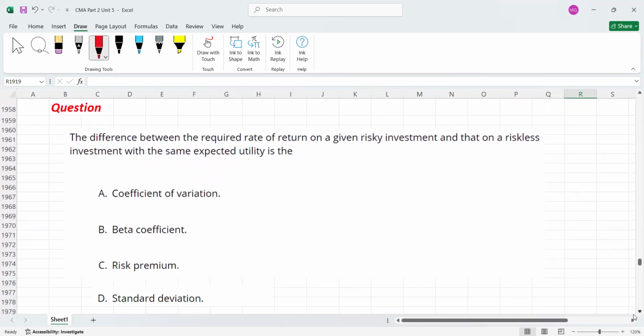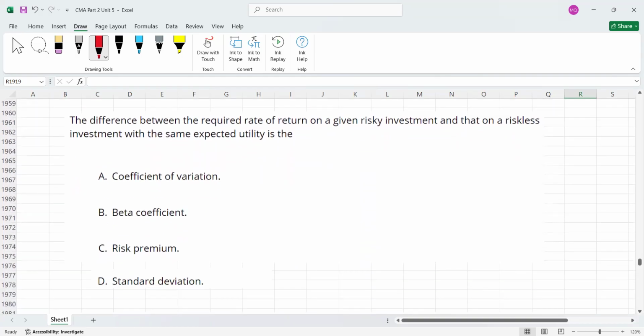Okay, now guys, we have another question. They are saying the difference between the required rate of return, let's assume using the CAPM equation, on a given risk investment and that on a riskless investment with the same expected utility is. Simply, if one investment is risky, whatever return you are expecting on that, and the return on the riskless investment, what is it called, guys? What do you think? It is called risk premium, right?